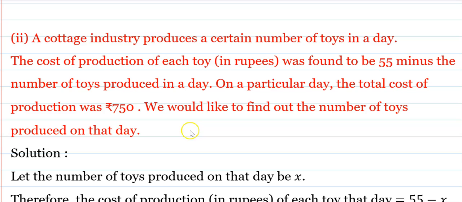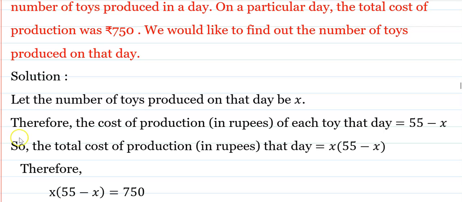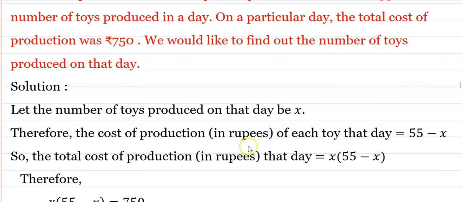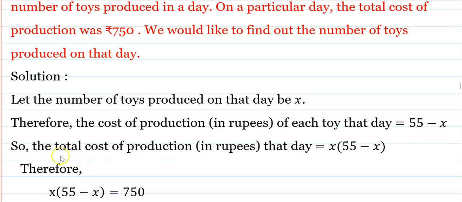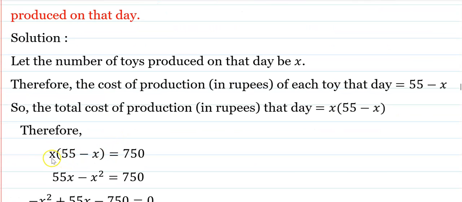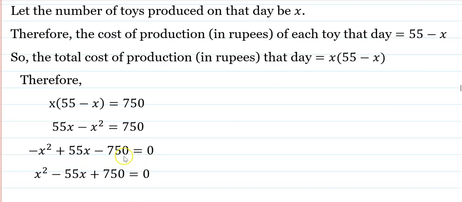Now the number of toys produced on that day is x. Then the cost of production in rupees of each toy for that day, as given, is 55 minus the toys produced in that day. Therefore it is 55 minus x. And so the total cost of production in rupees in that day is x into 55 minus x. And what is that? It is 750. Therefore x into (55 minus x) equals 750.